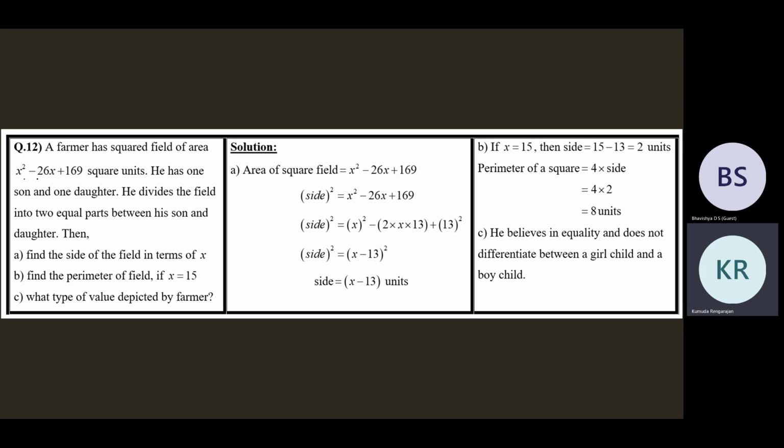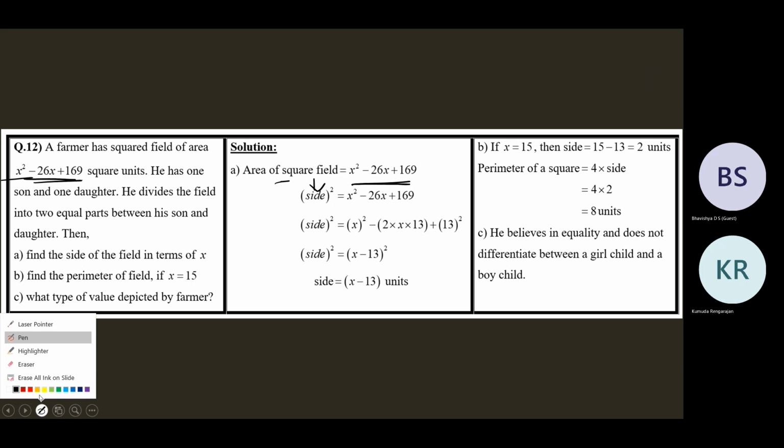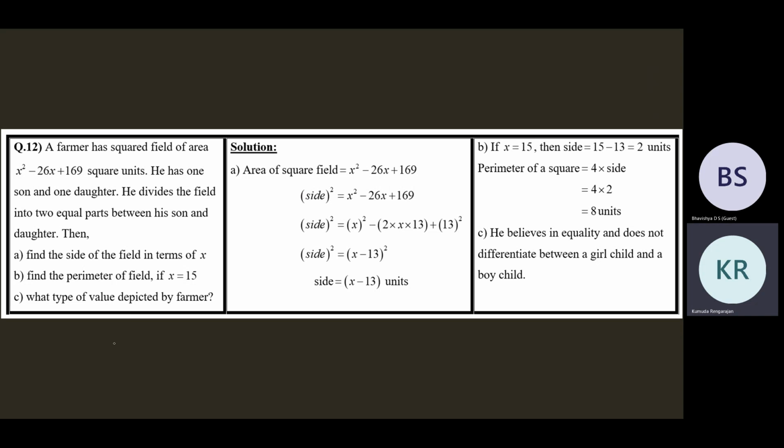So it's given that the area of the square field is x squared minus 26x plus 169. So what do you mean by area? Area of the square field is given by the formula side square, or a square. Yes or no? Side square, right? Yes, ma'am. So side square is equal to x squared minus 26x plus 169. I've used the identity. I've written this in the form a square plus b square minus 2ab. See here, a the whole square, x the whole square, plus b the whole square, 13 the whole square, minus 2ab, minus 2 into x into 13, and that is 26x.